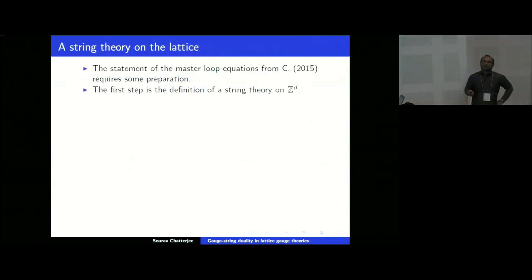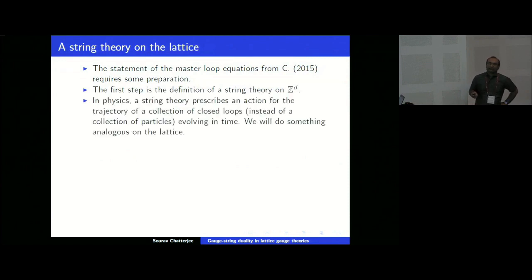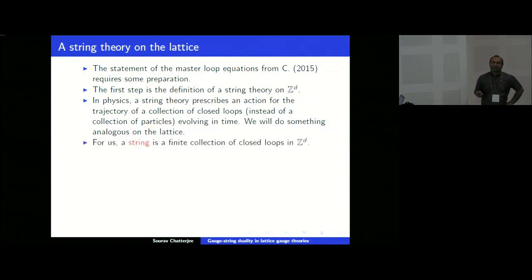So this is the first step. So in physics, a string theory prescribes the action for a trajectory of a collection of closed loops. So suppose you have some loops, and they move through time, so they trace out some surface, and then you define an action for this surface. So we'll do something similar on the lattice.